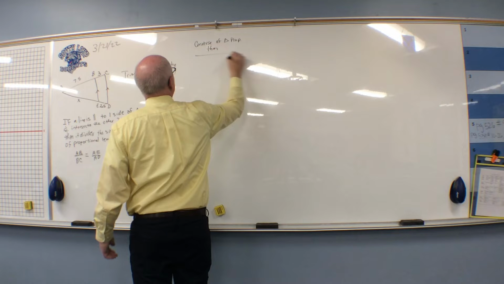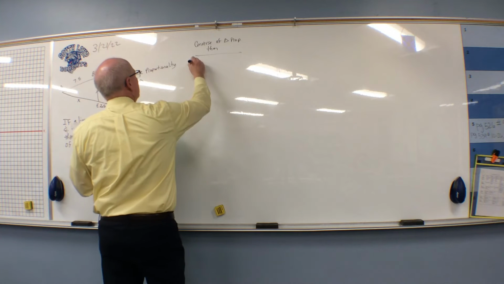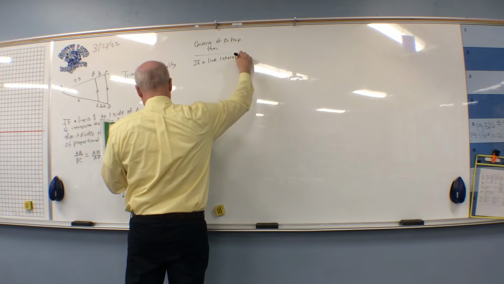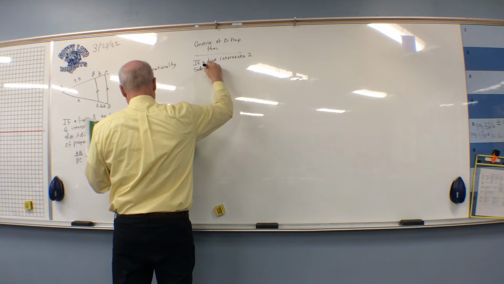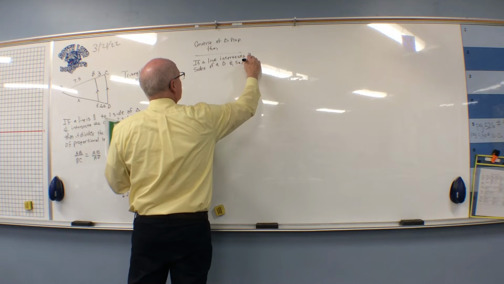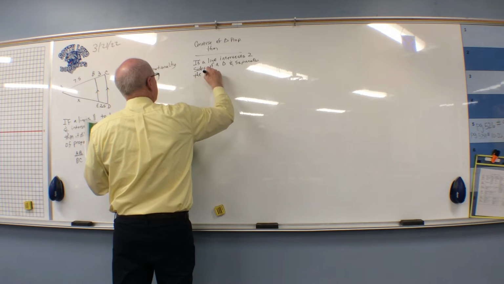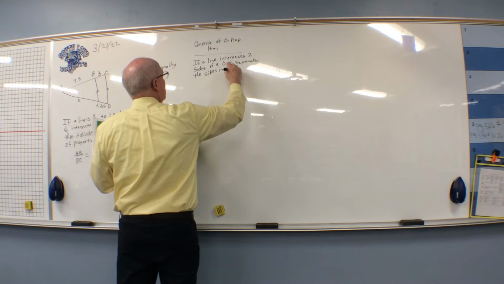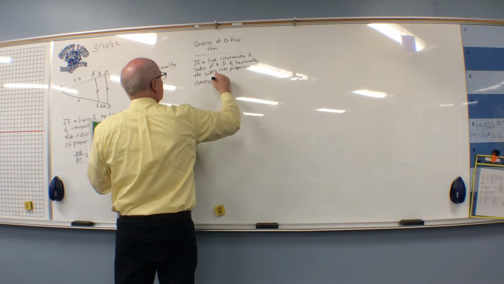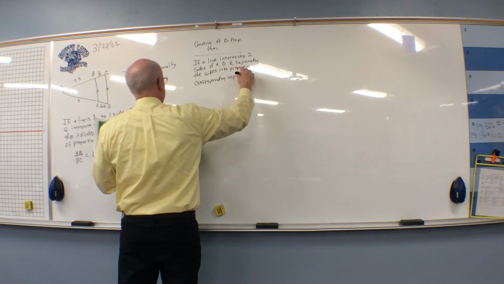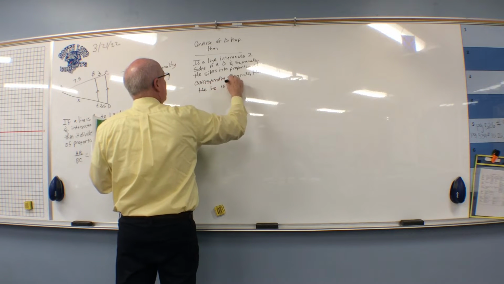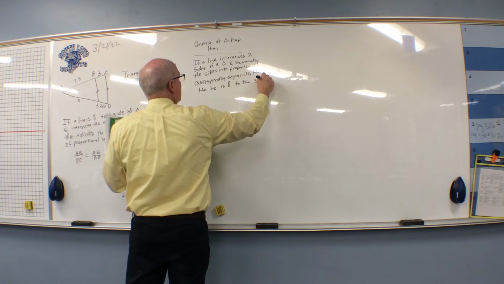All right. Now I'm not going to draw this out, but it starts by saying, if a line intersects two sides of a triangle and separates the sides into proportional corresponding segments, then the line is parallel to the third side. Okay?